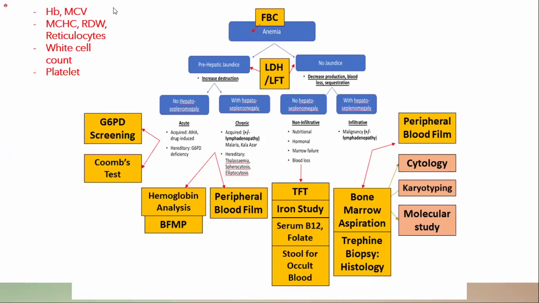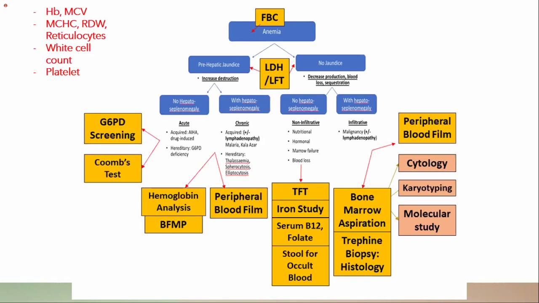Okay, and under the FBC we also want to know the white cell count and the platelet level. So this is a bit of a summary when we see the patient. For anemia, we want to look, is it with jaundice or without jaundice? When there is jaundice, hemolysis is higher on our list of differential diagnoses. But if there is no jaundice, hemolysis is less likely. So we can send LFT and also LDH to see the destruction level and also the bilirubin. I think jaundice will be presented more by my colleagues after this.